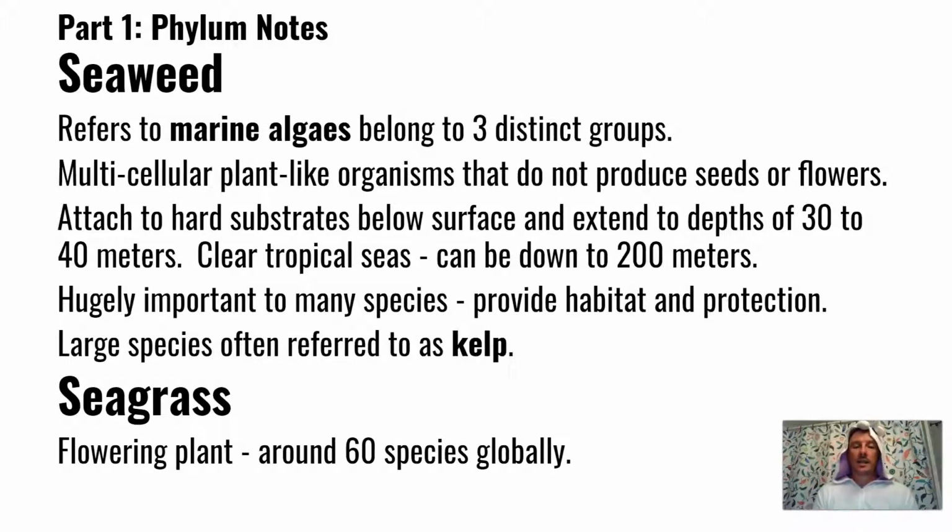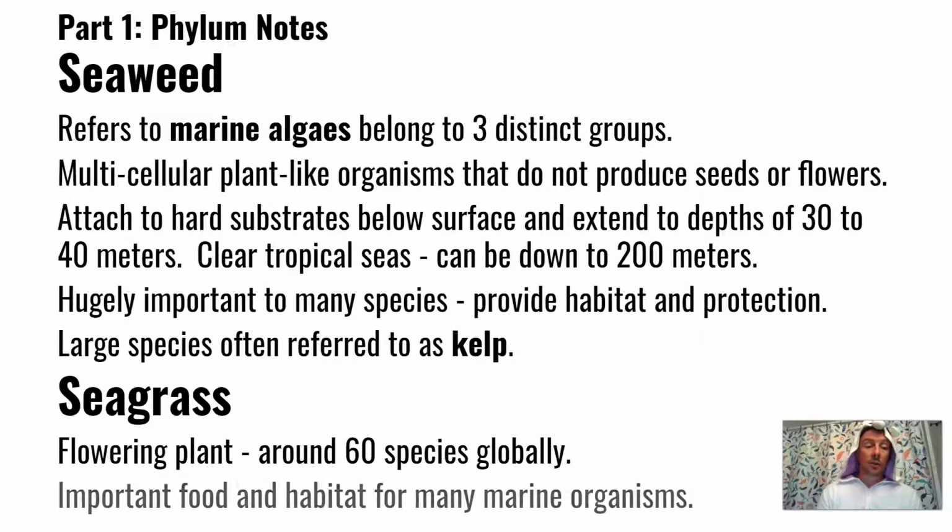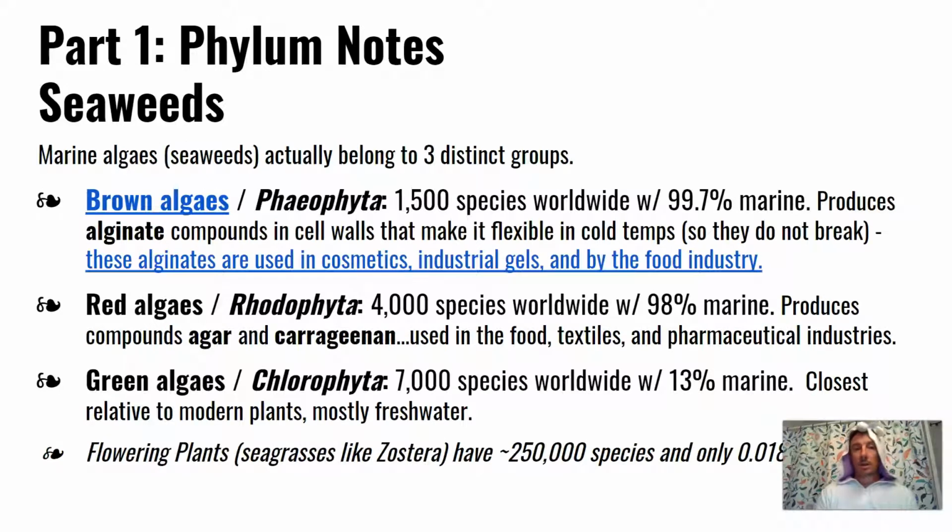We have surfgrass and we have eelgrass. They're closely related species. These are actual plants that grow in the water, and they're a very important food source for many marine organisms. So we'll talk about that in a minute. Okay, so the two or three groups of marine algae.